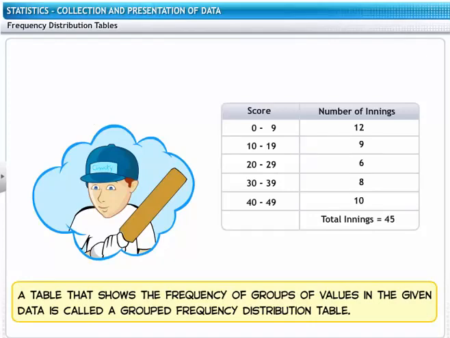You can see from this table that Mr. Pinch Hitter has reached scores in the 40s 10 times in the last 45 innings, but hasn't hit a half century. Guess he needs more net practice.